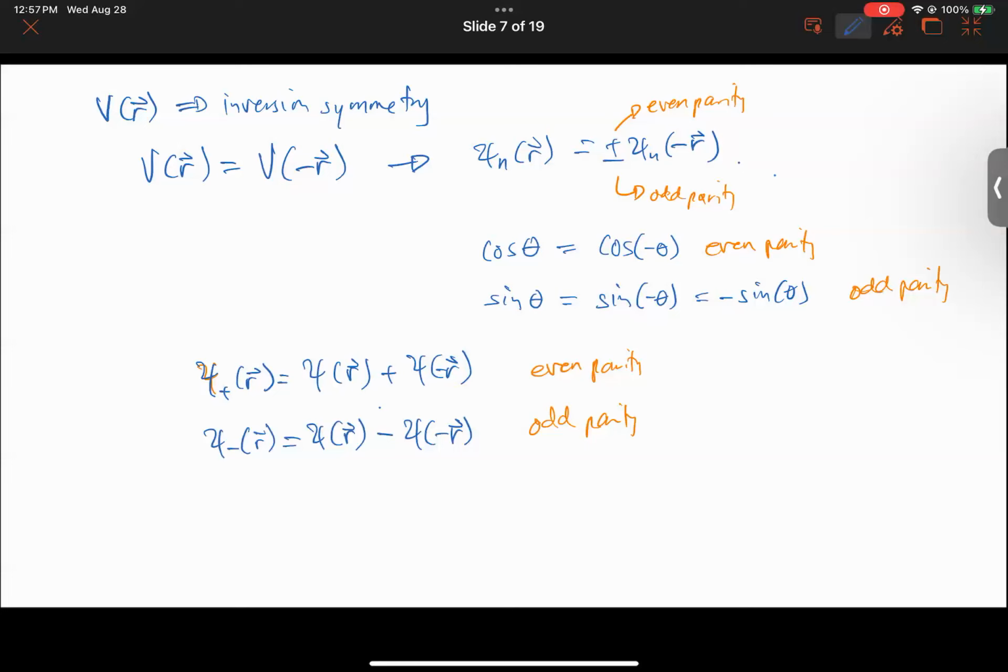So the point here is that when the potential has inversion symmetry, then the wave functions, the eigenfunctions, will have either even or odd parity. And it's something that you really want, because it provides a solution that makes physical sense.